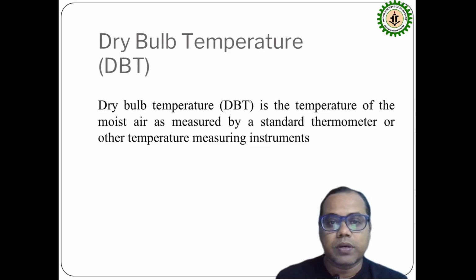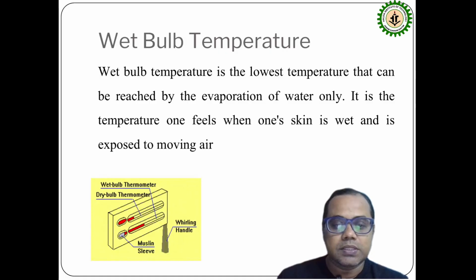But whenever the bulb of the thermometer is wrapped by a wet cloth, what happens? When air passes over the bulb, the air will take the moisture from the wet cloth and the temperature of the moist air will be reduced. At that condition, whatever temperature is measured is known as the wet bulb temperature. If you look at this, this is the dry bulb temperature. This is the muslin sleeve, wrapped around this bulb. In the case of the dry bulb temperature, there is no wrapping. So in the wrapped condition with the muslin sleeve, whatever temperature it shows is known as the wet bulb temperature. The dry bulb temperature is the general temperature measured by an ordinary standard thermometer.